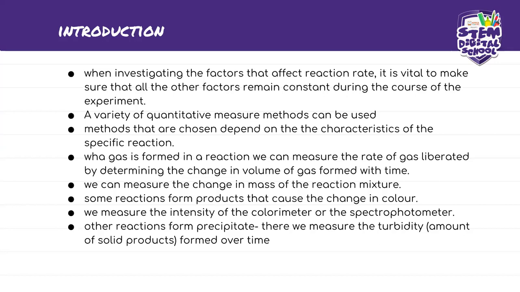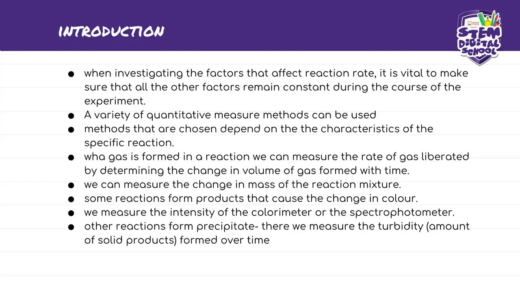So we measure the intensity using a colorimeter or spectrophotometer. This means that we always determine the amount according to the intensity or the changes that we can observe visually, or that we can measure using our instruments, whether it's a colorimeter or a spectrophotometer.